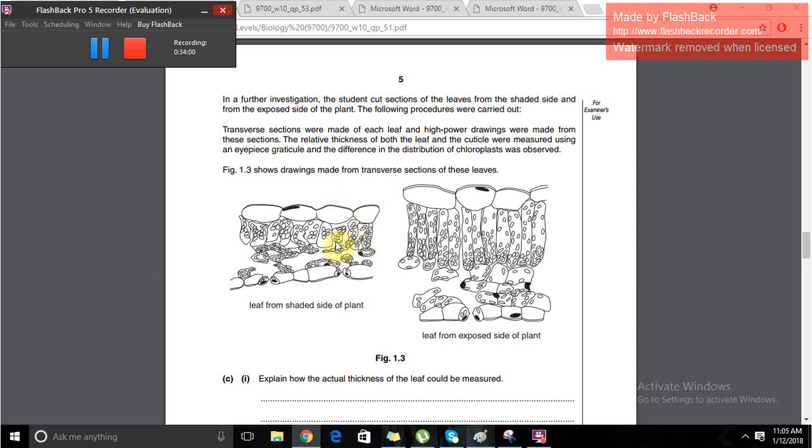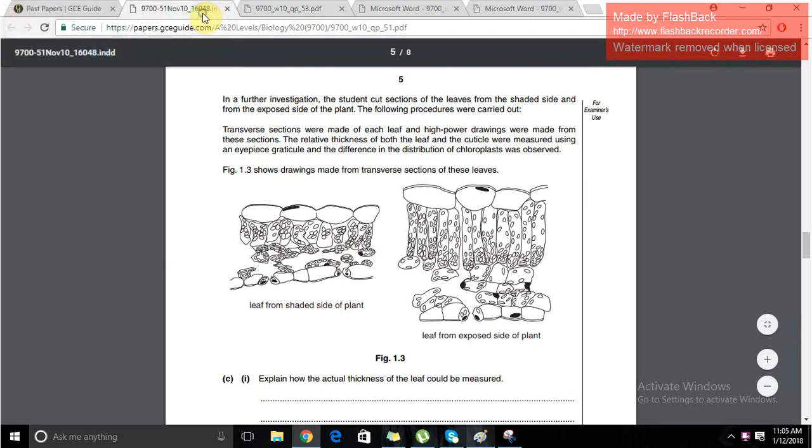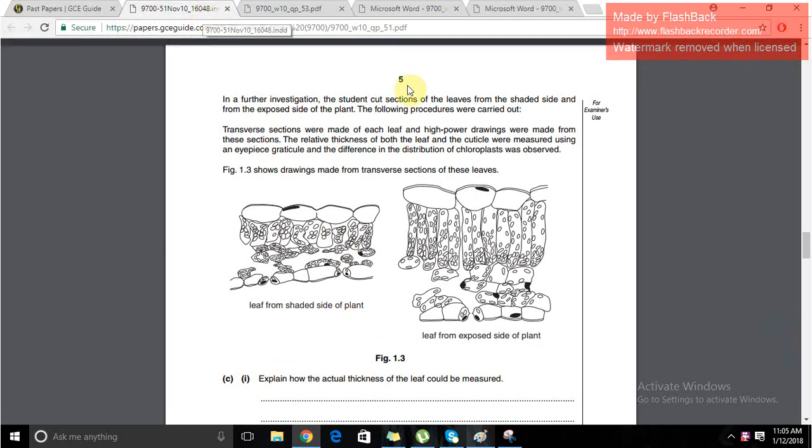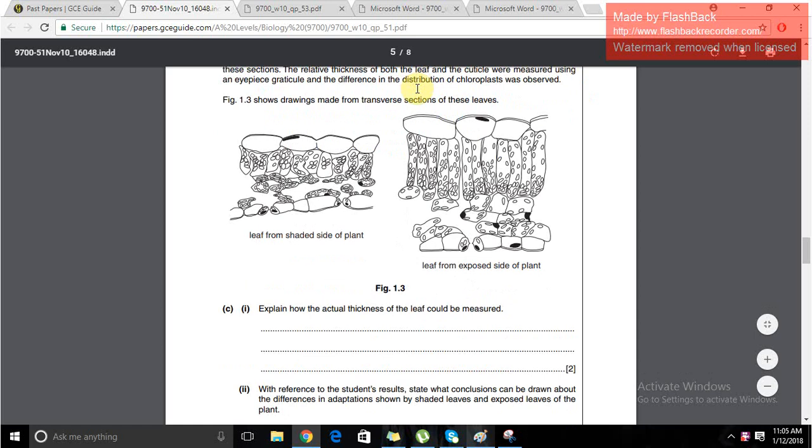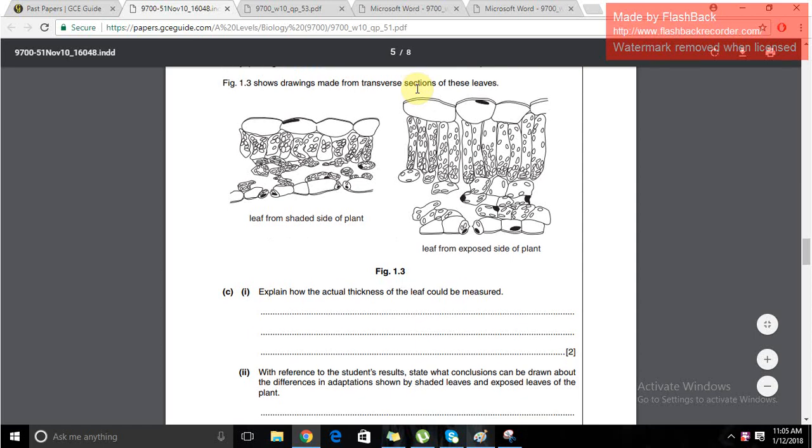And explain how the actual thickness of the leaf could be made. Well, for that we'd have to calibrate the eyepiece reticule using a stage micrometer. We would have to superimpose them at a particular thickness, and relative to that, calibration would be a definite possibility.